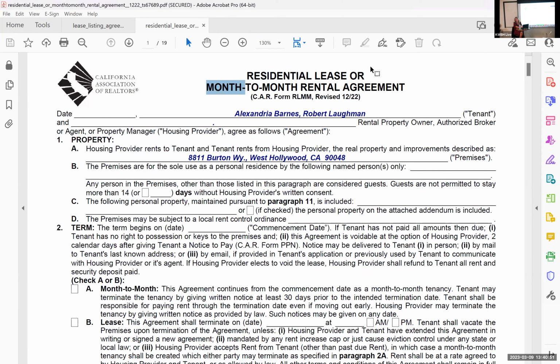It says residential lease or month to month agreement. I'm sorry, use that vacation rental agreement. Don't use this for a month to month. Okay, if it's under 30 days, this stuff doesn't apply. If it's over 30, like if you have a month with 31 days in it, you do need this. All right, so you're gonna have all the information here.